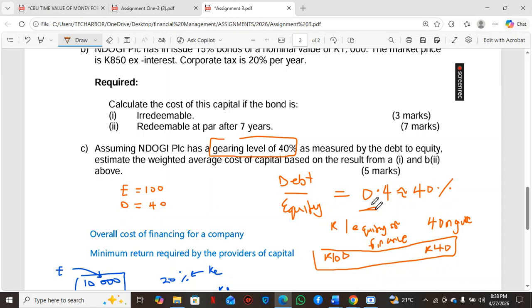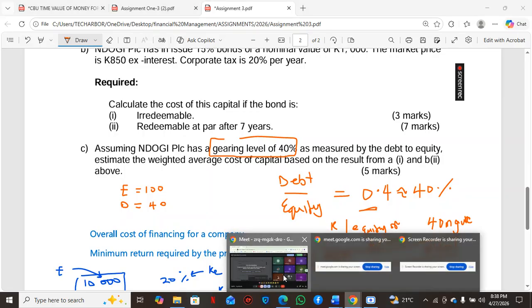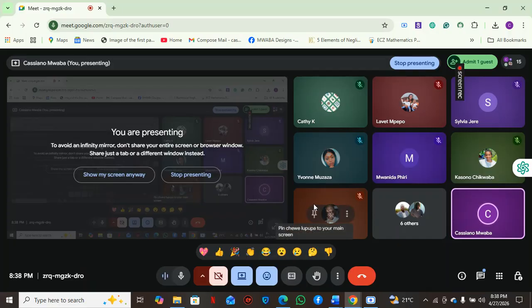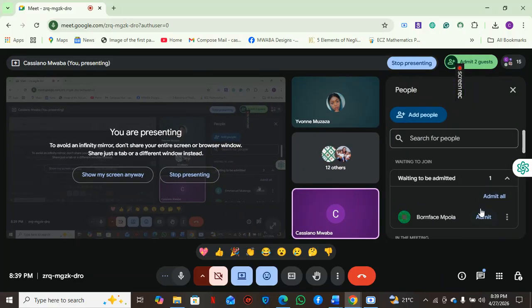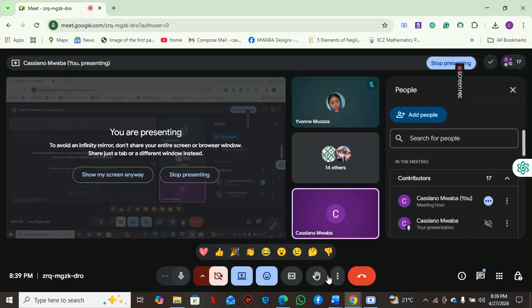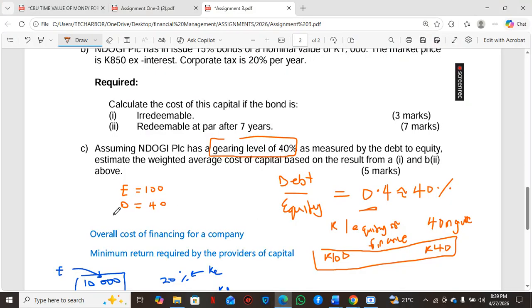How do you interpret this ratio? If they have a gearing ratio of 40%, for every 10 kwacha of equity financing that you have, Madam Yvonne, how much debt financing would you have? Okay. So the total financing here, when you say E plus D, is for the weightages. This information is for the weightages part. So here we'll use 140.